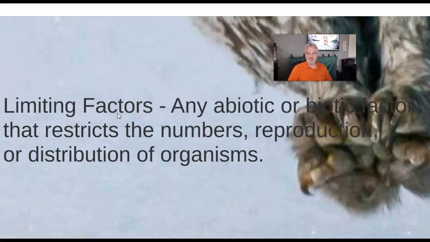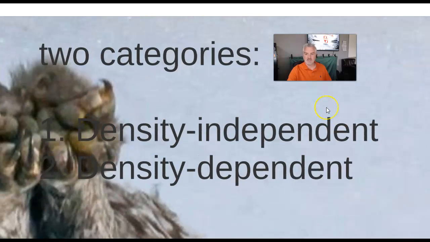So just for sake of time, we're going to go through this pretty quickly, but you want to make sure you write these down in your notes. But there are two main types of limiting factors that we will discuss here. They are density independent and density dependent factors.